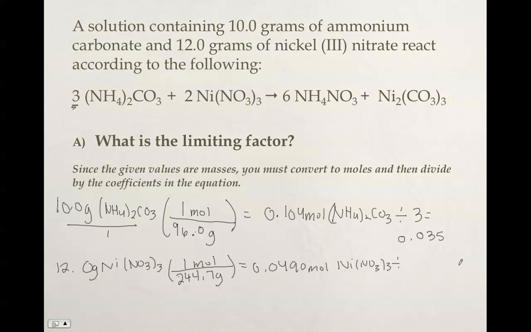Alright, then as we did before, we're going to divide by our coefficient. Dividing by 2, we get 0.025. Since this is our smaller value, that means that our limiting factor is the nickel nitrate. So I'm going to label this as our limiting factor. That means that the 12 grams of nickel nitrate is what I'm going to use in order to determine the mass of my product.